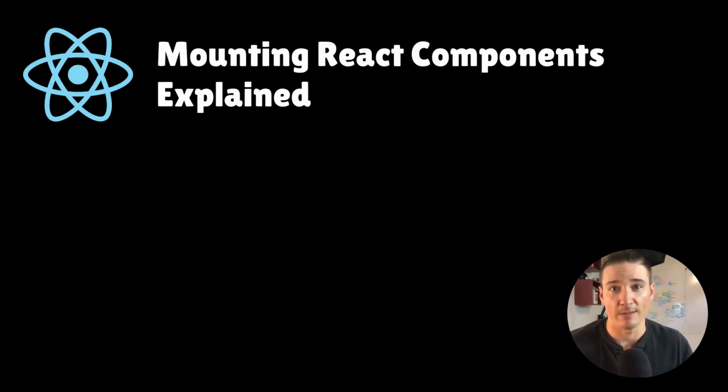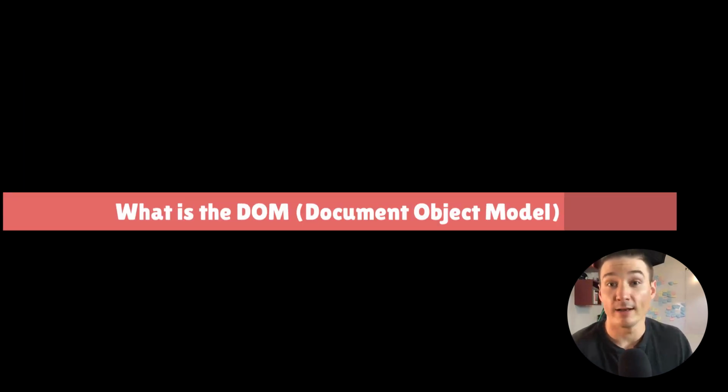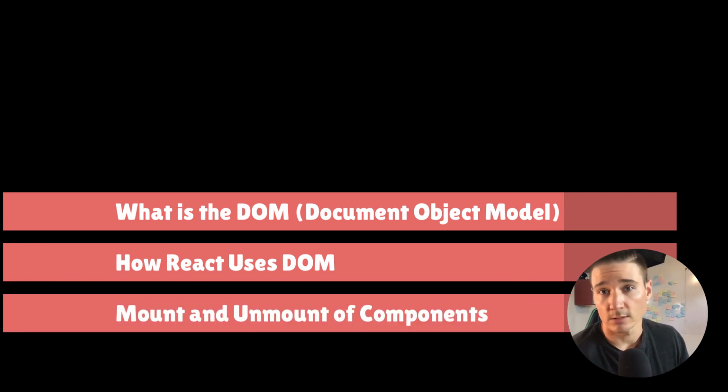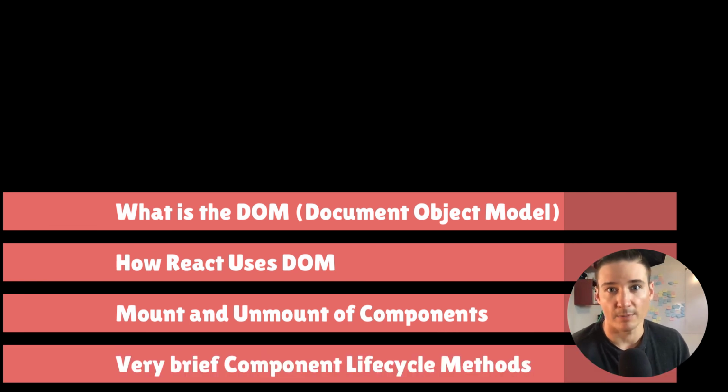All right, well, that wraps up what I wanted to talk about for this video. Here we talked about what the DOM, the Document Object Model, is, and how it relates to React, how React uses it. We talked about what it means to mount and to unmount a component. And we talked about just a few very basic component lifecycle functions, even though we didn't really go into too much detail. I'm sure I'll have another video up about the details of component lifecycle functions.